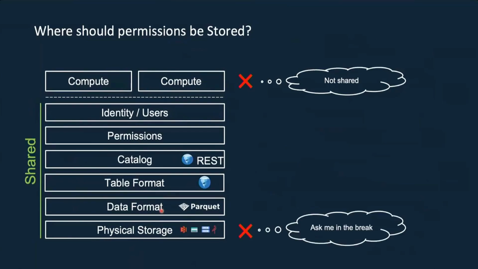Also, we don't want to secure our physical storage. I'm happy to discuss that in the break. That's also not very nice, so don't just have S3 policy secure your data. There is a saying that goes, secure your data, not your storage, and there are many good reasons for it. So we have 2 places kind of left. So the first place is we can store it in the catalog or in a dedicated system that is only there for permissions. This is what I'm going to look at now.